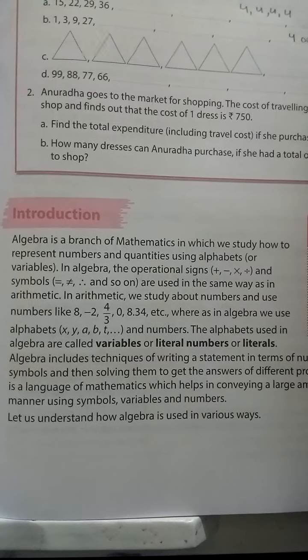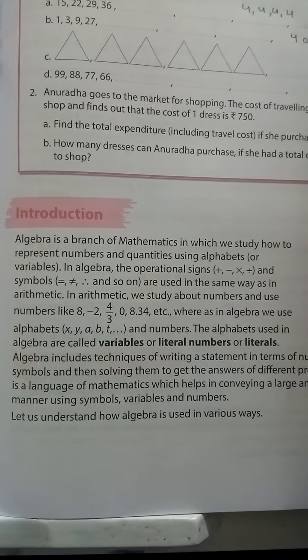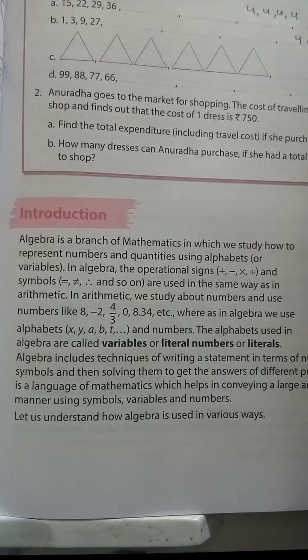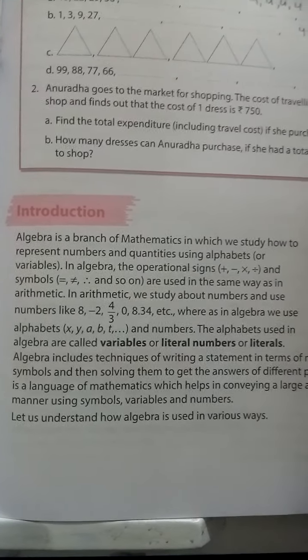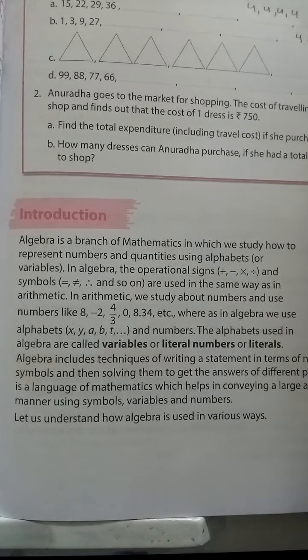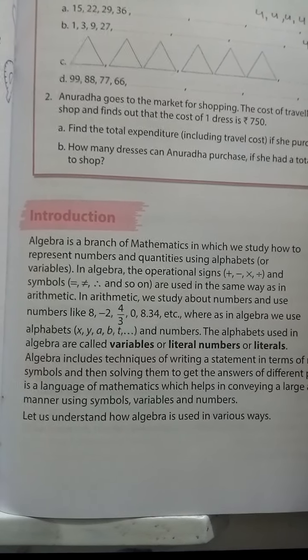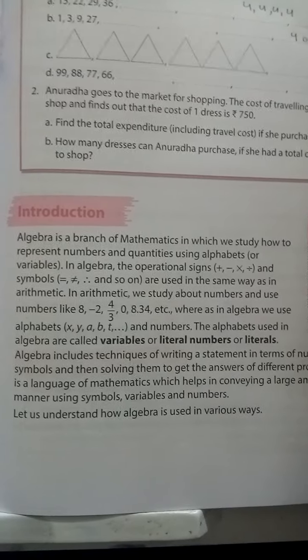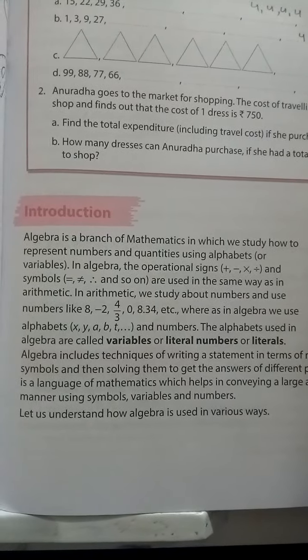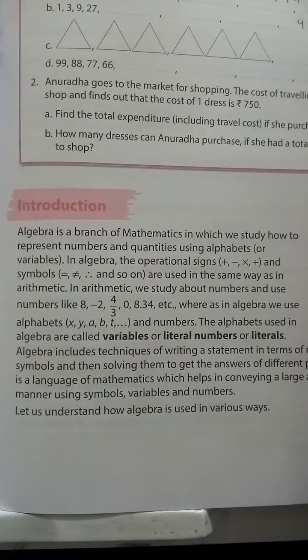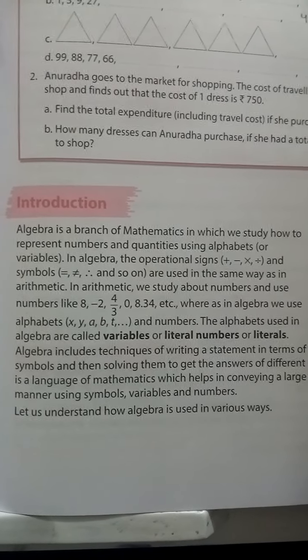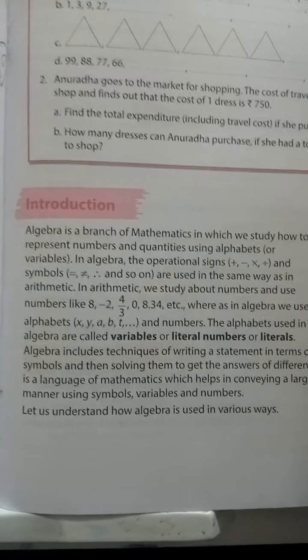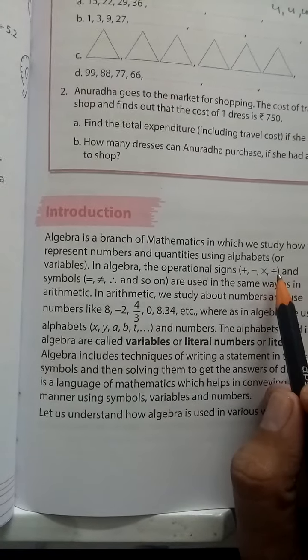So what is algebra? Algebra is a branch of mathematics in which we study how to represent numbers and quantities using alphabets, and these alphabets are also known as variables. If we are talking about the basic concepts of algebra, there are four basic operations, that is addition, subtraction, multiplication and division.